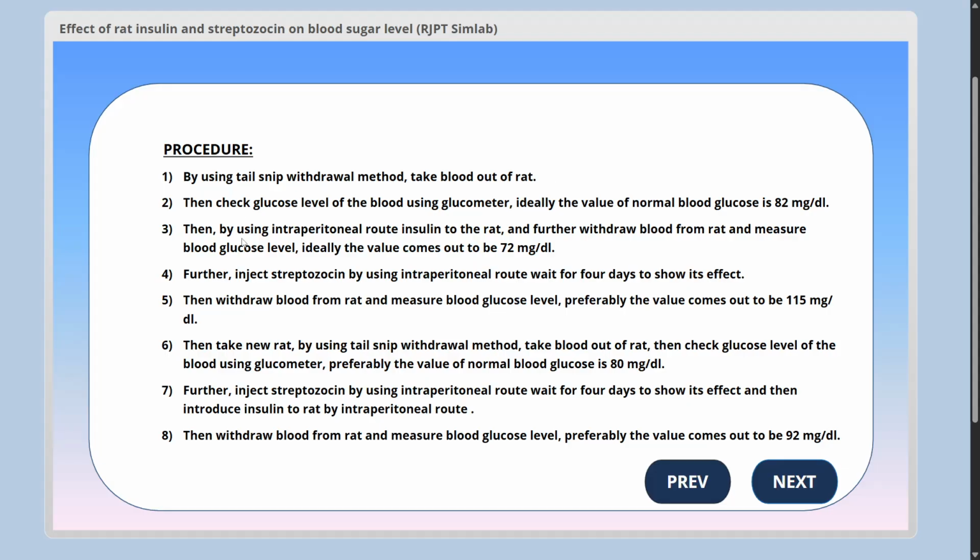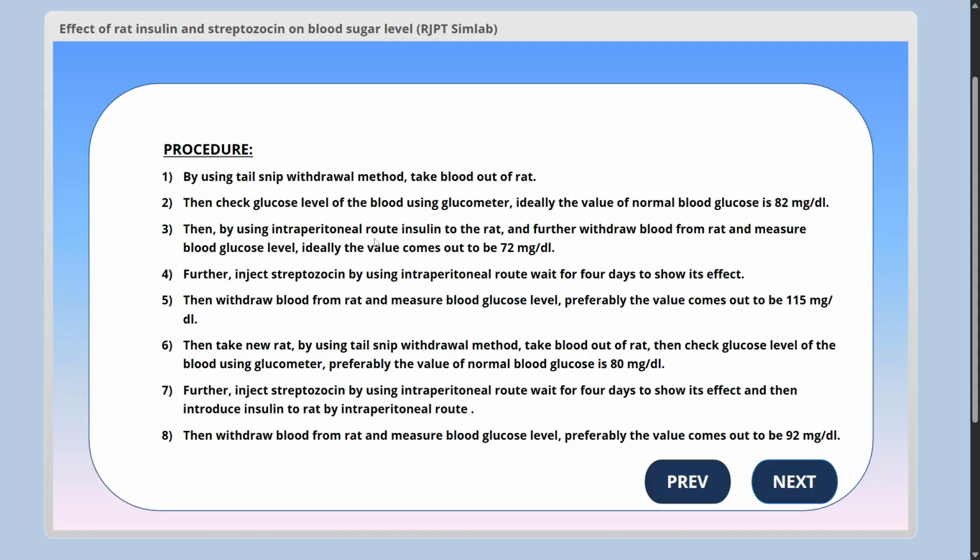Now, after that, we administer insulin to the rat by the intraperitoneal route, then further withdraw blood from the rat and measure the blood glucose level. Ideally, the value comes out to be 72 milligram per dl. So the third step says we are using the intraperitoneal route, in which we directly inject the drug inside the abdominal cavity of the animal.